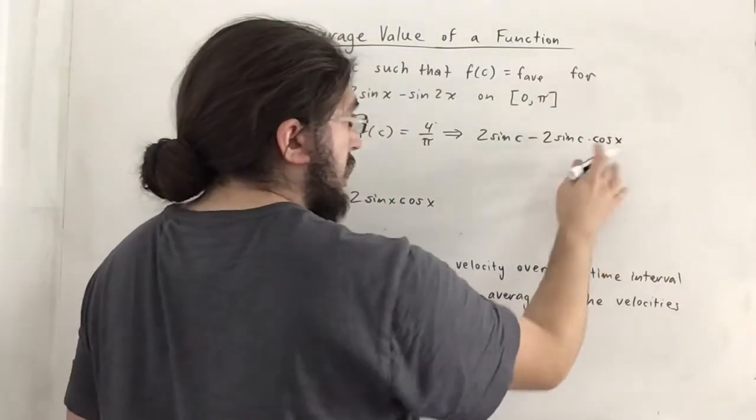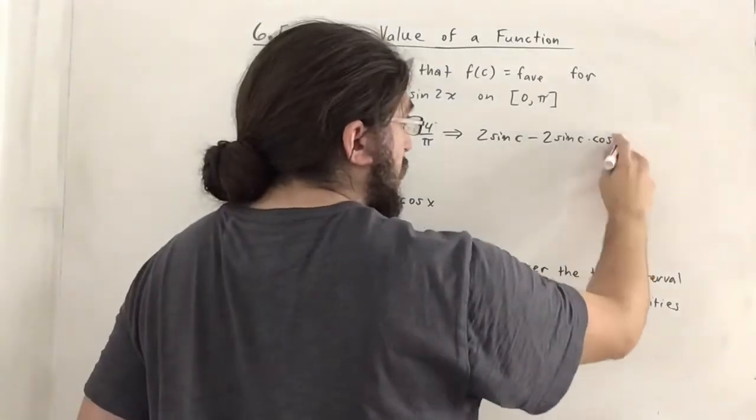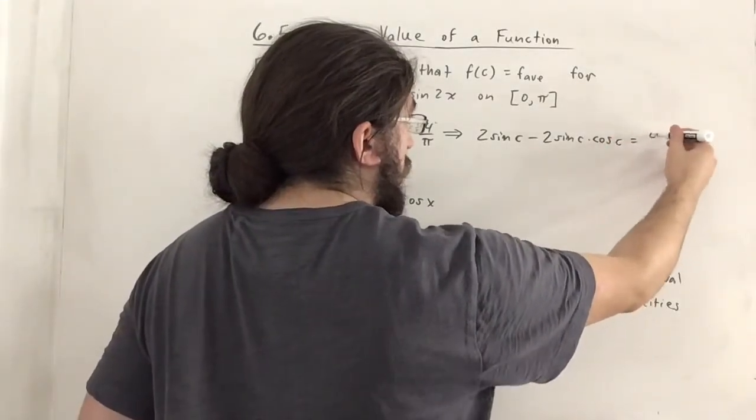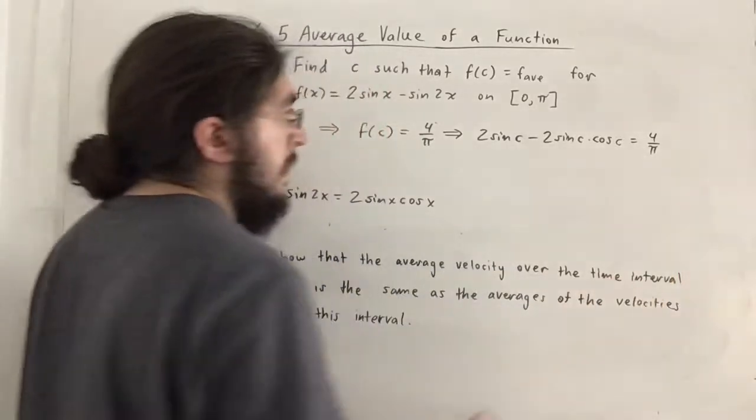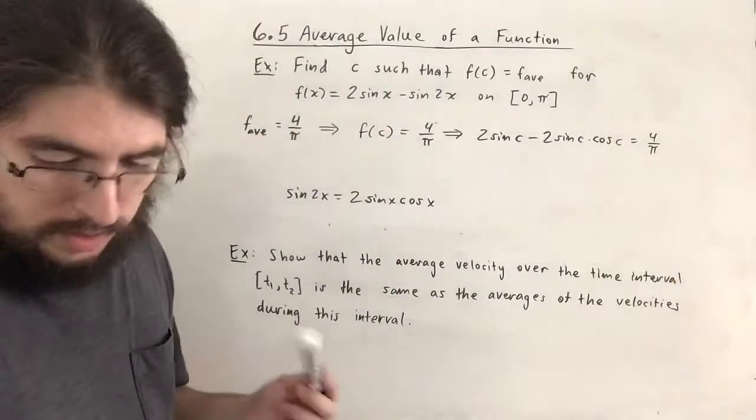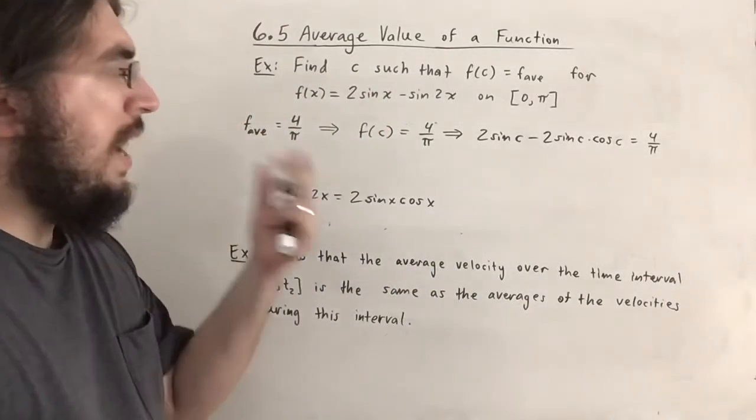Hope that double c doesn't get us confused too much. And that's cosine of c, sorry. There we go. Equals 4 over pi. Nice. So far so good, I think. But why did I need to do that?